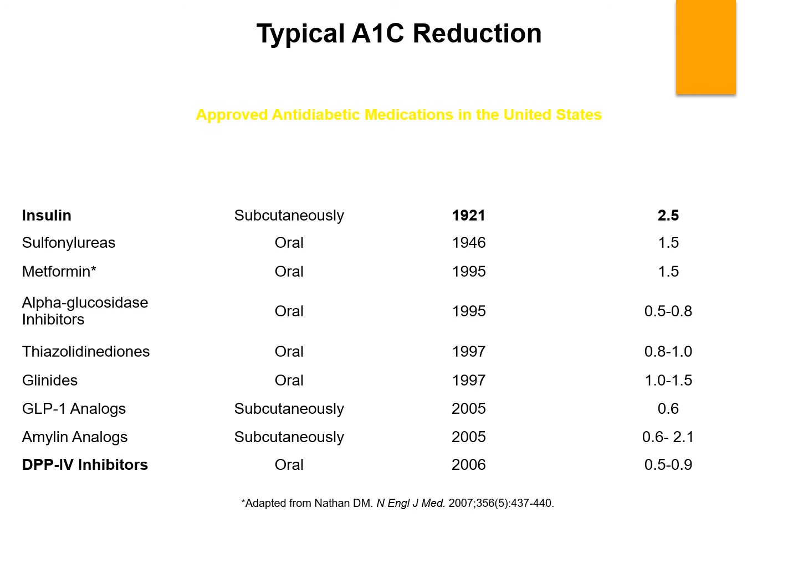Insulin will give you 2.5. The AGIs, maybe 0.5 point. The glitazones, maybe 0.8 to 1. The glinides, 1 to 1.5. The GLP-1 analogs, 0.6. My experience has been that it is substantially more than that. So I do think that there are some better versions. This is a 10-year-old slide, so some of these newer medicines you're not going to know. And then the DPP-4s are going to give you 0.5 to 0.9. I definitely see more from the actual GLP-1 analogs.